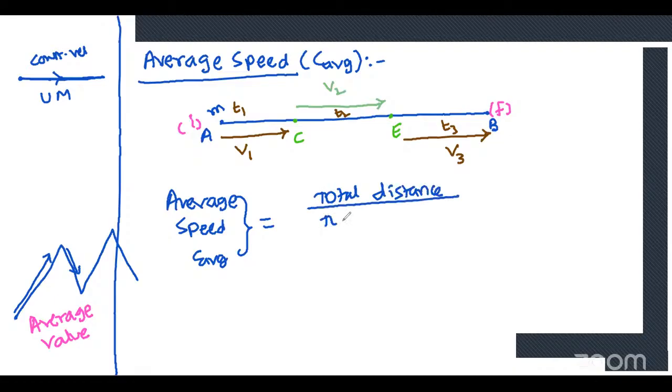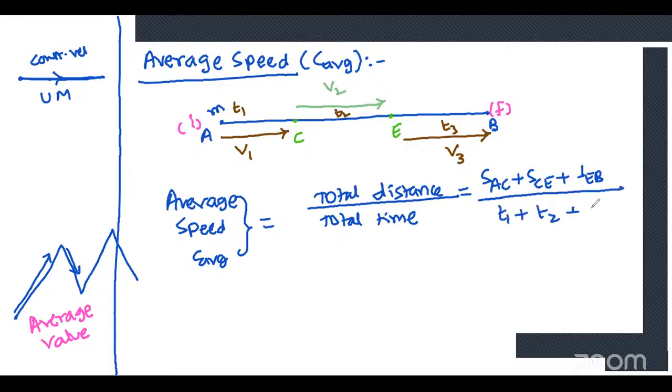Divided by total time. Total distance means from A to B. That is nothing but the distance of AC plus CE plus EB, by time taken, total time taken, T1 plus T2 plus T3.